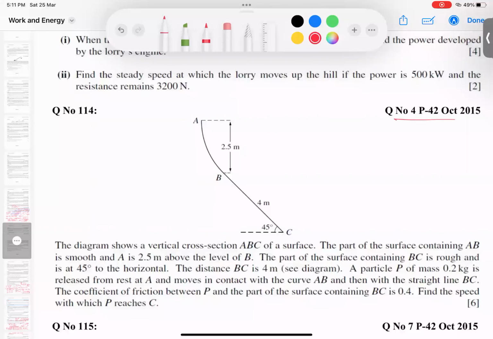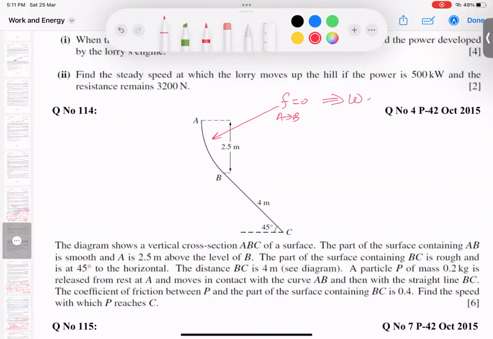This is a question, October 15, 42 variant, question number 4. An interesting part. Let's start. Read the question. Part AB, as given, is smooth. So it means A to B, this part, this part, there is no friction at all. Friction is zero from A to B.